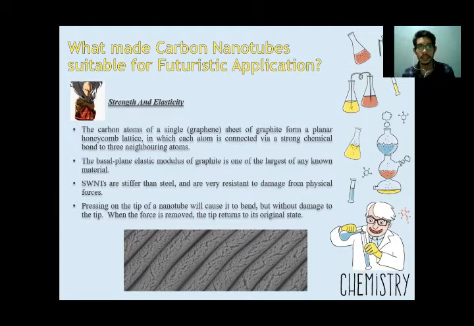Single wall nanotubes are stiffer than steel and very resistant to damage from physical forces. Pressing on the tip of a nanotube will cause the nanotube to bend, but without damage to the tip. When the force is removed, the tip will return to its original state. And in the figure at the bottom, we can see the observation under a microscope.